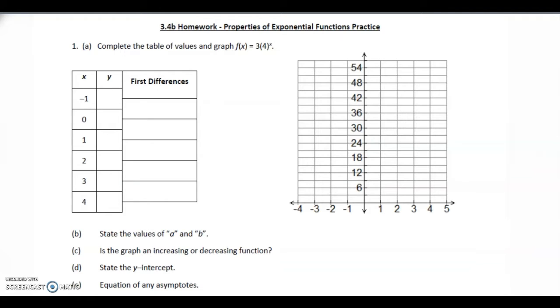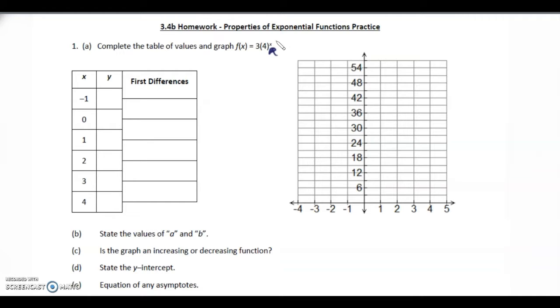Okay, 3.4b homework, properties of exponential functions. Here's some practice. Let's start with completing the table of values. If we take all these x values and plug them in where the x is in that equation, let's see what the y's are going to be.